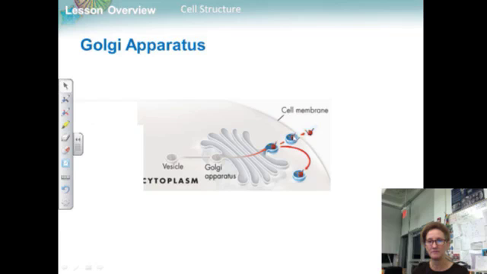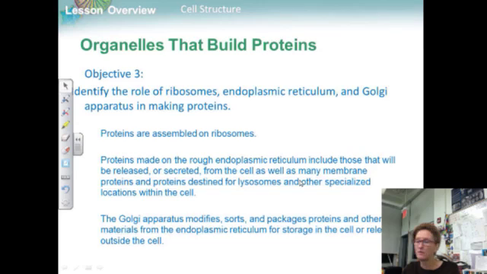So objective 3 was to identify the role of ribosomes, endoplasmic reticulum, and the Golgi apparatus in making proteins. So the proteins are assembled on the ribosomes. Proteins made on the rough endoplasmic reticulum, or ER, include those that will be released or secreted from the cell, as well as many membrane proteins and proteins destined for lysosomes and other specialized locations within the cell. The Golgi apparatus modifies, sorts, and packages proteins and other materials from the ER for storage in the cell or release outside the cell.